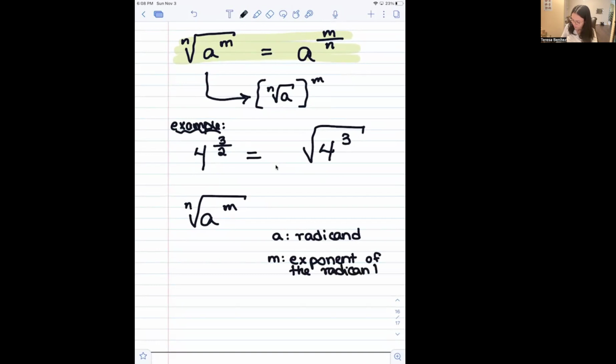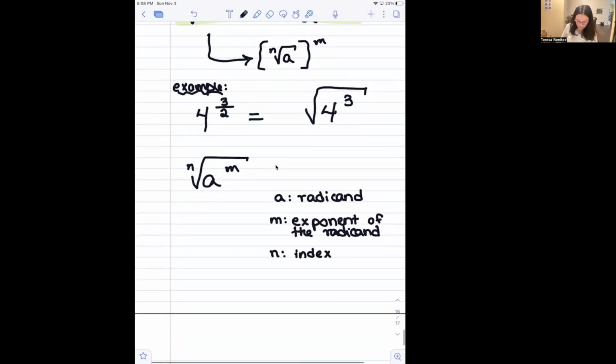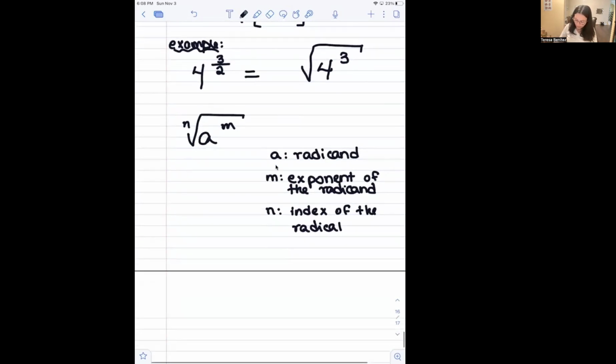I don't want you to memorize any of this at this time, okay? When you're working on your assessment, on your quizzes, and you don't remember the names, just ask me, okay? It's not my intention that you memorize this at this time. n is the index of the radical. The radical is the entire term. So n is the index of the radical, m is the exponent of a, and a is the radicand, okay?